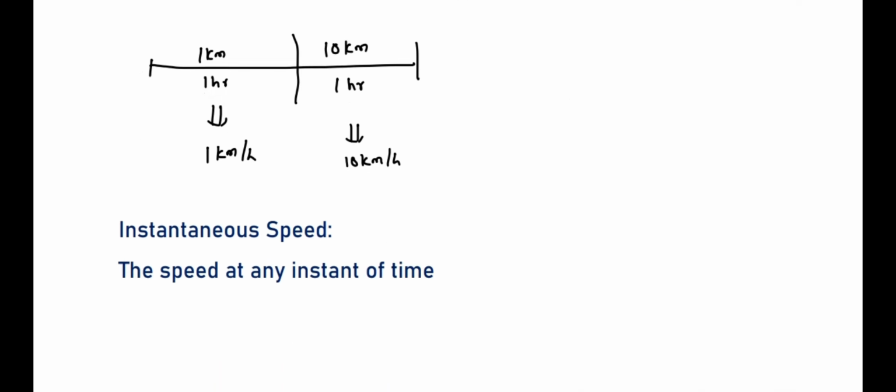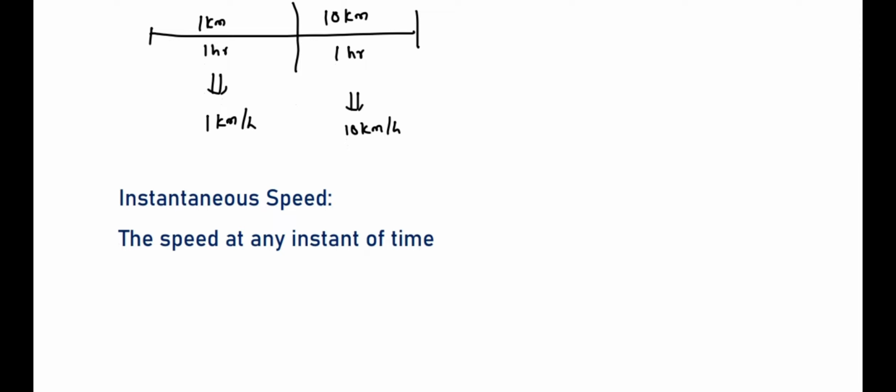And one more type of speed is here, instantaneous speed. That means the speed at any particular instant of time. The speed at any particular instant of time is called instantaneous speed. Here, how can this instantaneous speed be measured? If you observe in your vehicles, either two-wheelers or four-wheelers, near the driver there will be a device called speedometer.